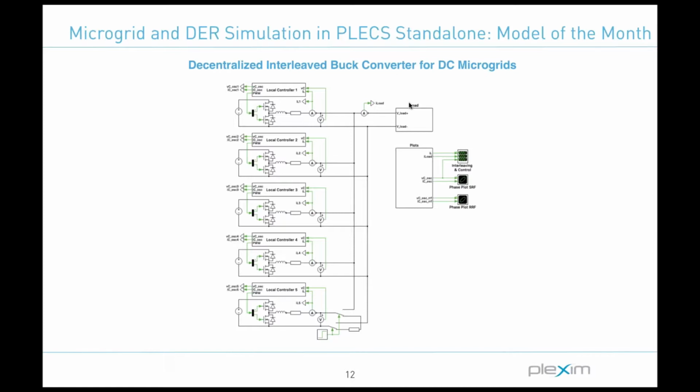So this is a user-submitted model, and it shows a decentralized PWM carrier interleaving approach that's applicable to DC microgrids. So it's an interesting research application, and it uses nonlinear oscillators in each one of these local controllers to achieve communication-free switch interleaving.